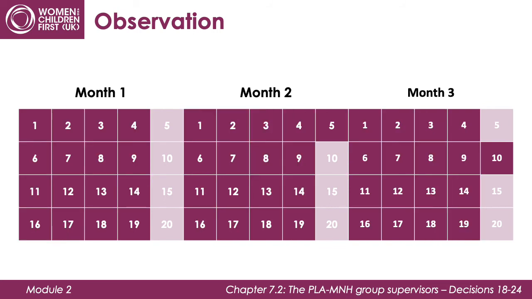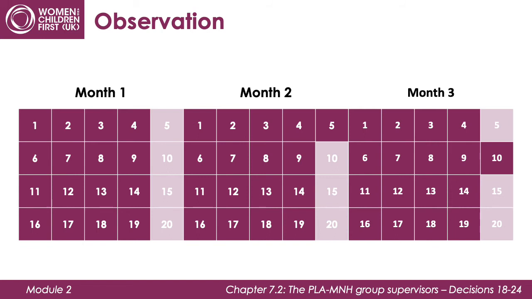Even for the NGO supervisors at a maximum of 50 facilitators each, they could still manage to observe all their facilitators across a quarter, leaving some time for other duties. Clearly, in this scenario, the PLA-MNH group supervisors would need to be employed exclusively to supervise the PLA-MNH group facilitators, with few, if any, other duties.